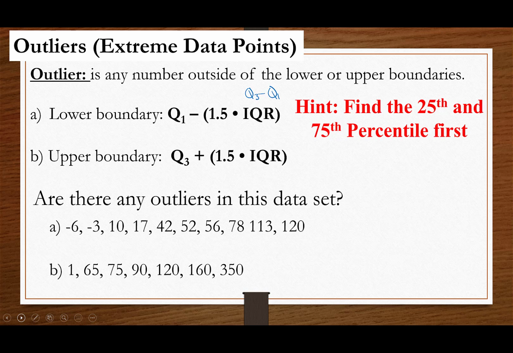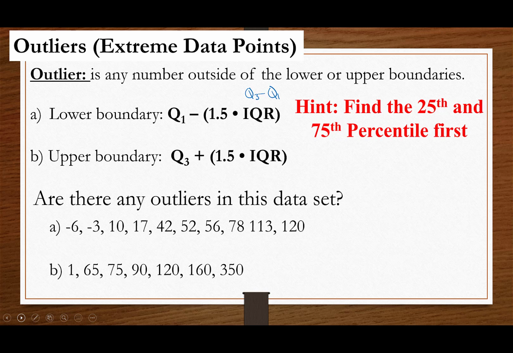Okay, so where do we start? The first thing that I want you to do, and it just appeared in red, is to find the 25th and the 75th percentile first. Now, there is a video all about finding percentiles or finding the 5-number summary. So if you're not familiar with that, please go back and watch that video. And so you should know that the 25th percentile is the median of the lower half. 75th percentile is the median of the upper half.